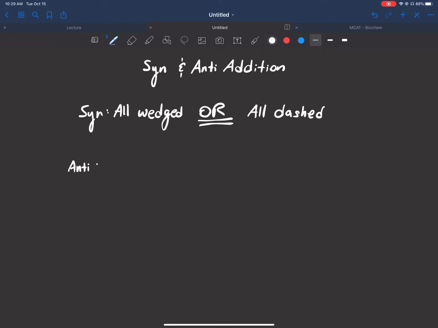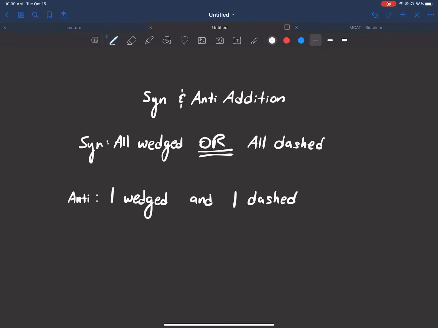Anti-addition is that mixture. One of the groups you're adding will be wedged, and then one will be dashed. Okay. And of the alkene reactions you guys have learned, some of them are syn addition, some of them are anti-addition, some of them don't fall into any of those two categories. Okay, and obviously we'll go through that. So it's easiest to illustrate what I'm talking about with an example.